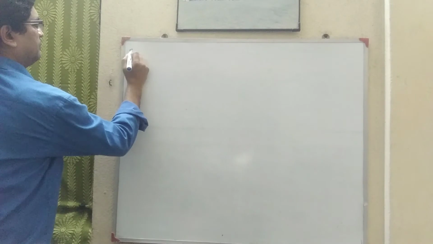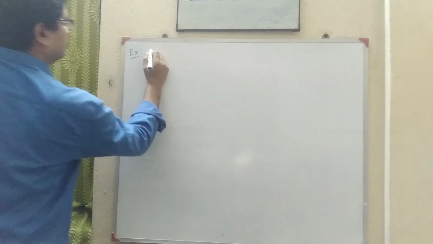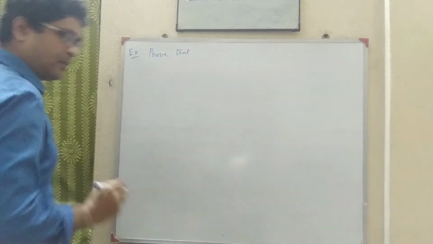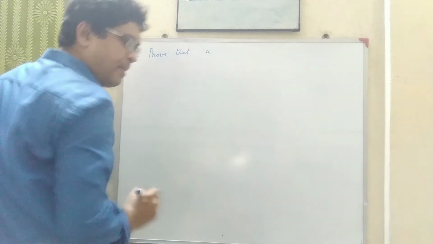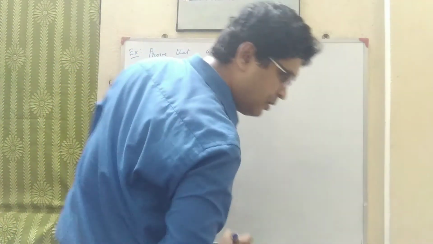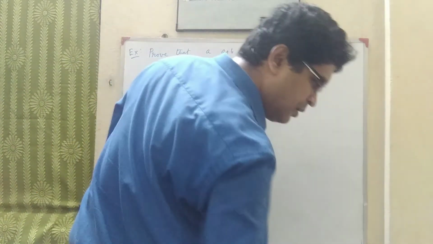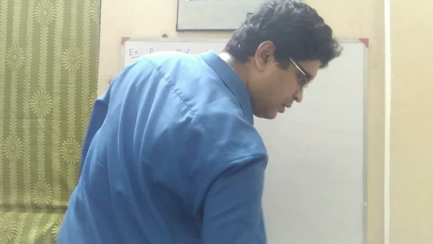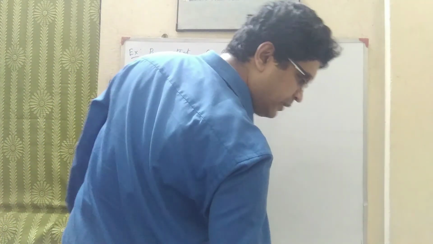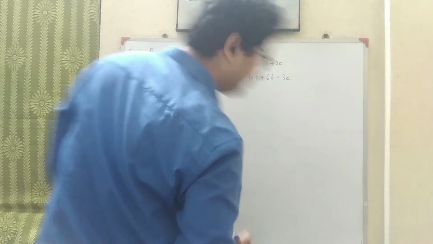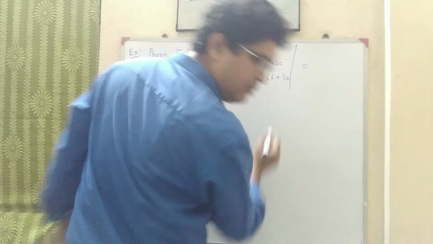Next example is prove that the determinant with rows a plus b, a plus b plus c, 2a, 3a plus 2b, 4a plus 3b plus 2c, 3a, 6a plus 3b, 10a plus 6b plus 3c. This determinant we have to prove is equal to a cube.